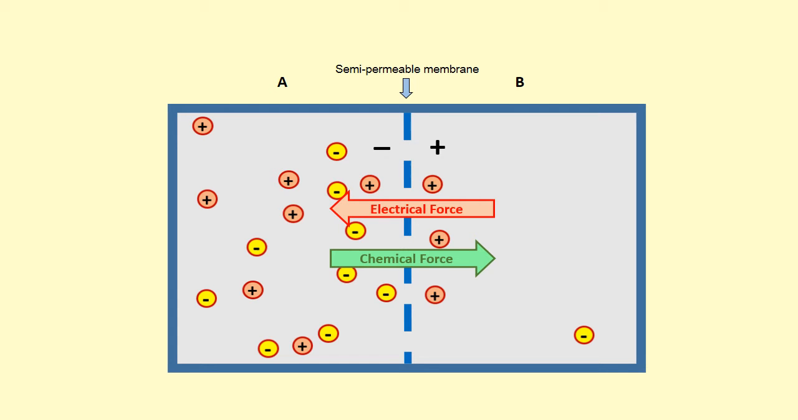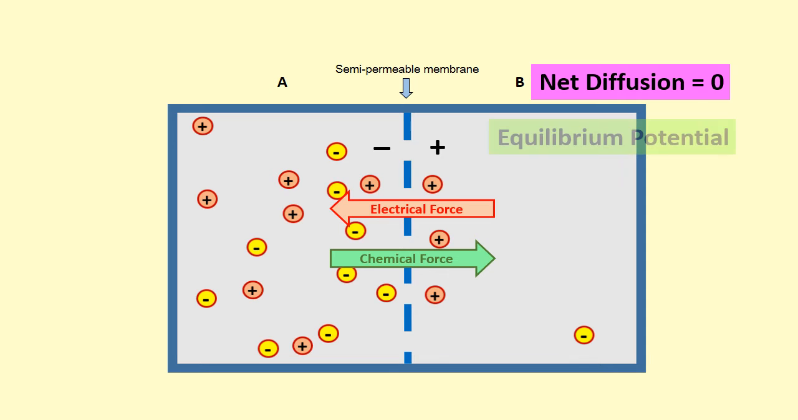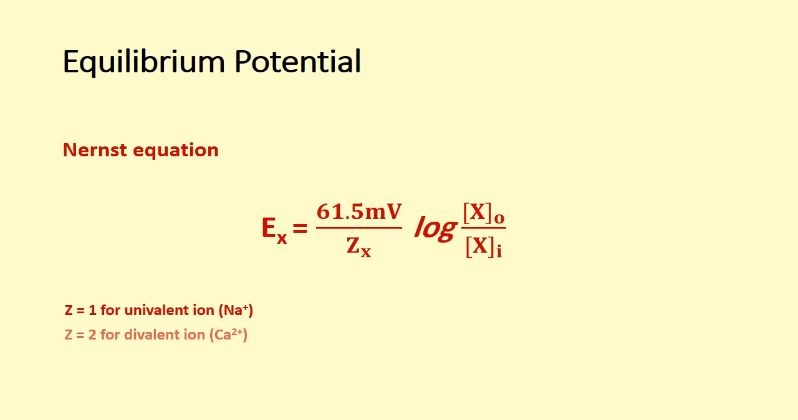Finally, the combination of both chemical and electrical forces equilibrates the membrane electrically. Here, the net diffusion of cations becomes equal to 0. Now, these ions have a potential that is called the equilibrium potential. The equilibrium potential for each ion can be measured by the Nernst equation and is usually expressed in millivolts.